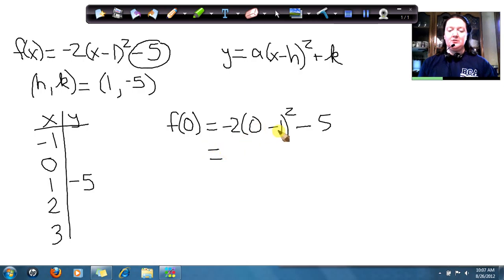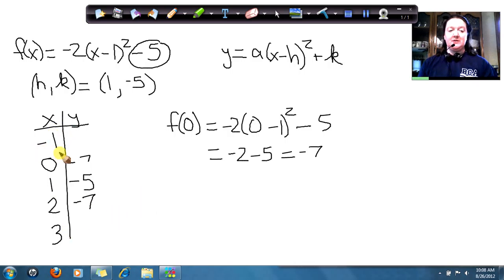So if we have 0 minus 1, that's going to give me a negative 1. A negative 1 squared is going to give me 1. And 1 times a negative 2 gives me a negative 2. So that's going to give me a total of negative 7. And we know that since the 2 is symmetric with the 0, it's also going to be negative 7.